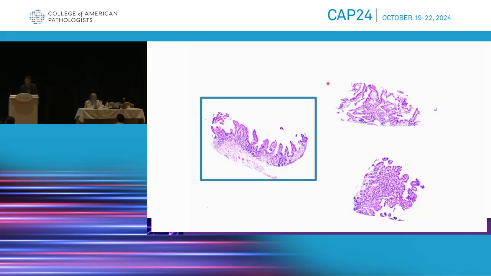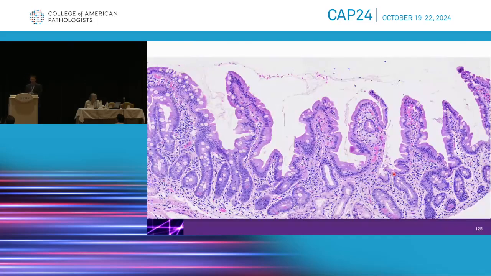So this piece is essentially low power, essentially pretty normal. And this piece, you can see some dilated lymphatic channels, and this is also essentially normal. But the first piece, you go to the essentially normal duodenal mucosa biopsy. You can see the villus height is normal, 3:5:1 ratio.